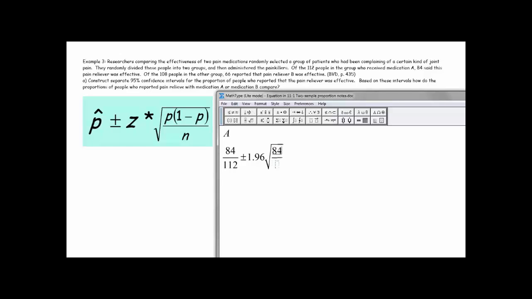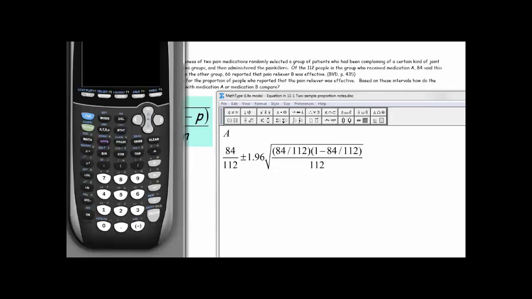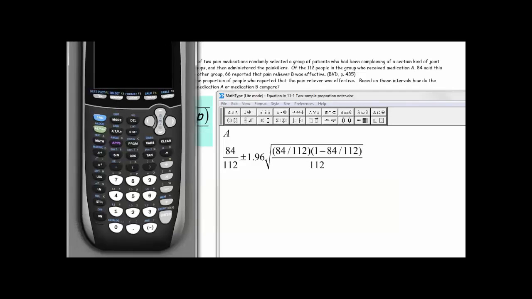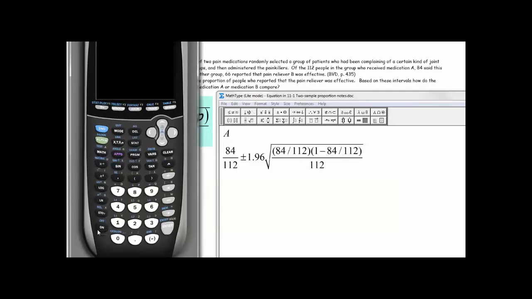84 divided by 112. Sorry, I'm going to multiply these two fractions together here in a moment. So 84 over 112 times 1 minus 84 divided by 112. Close that off, and then divide by the sample size, which is 112. Okay, so that means I'm going to pull up my calculator here. If I can get most of it on the screen.